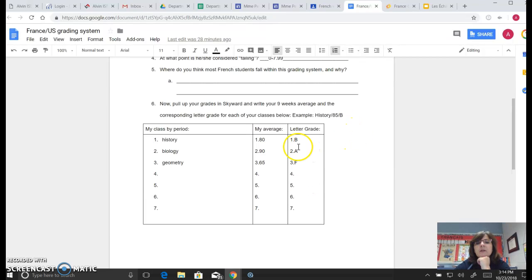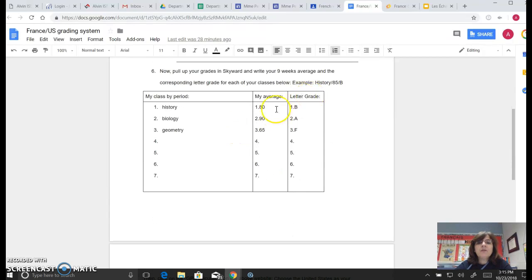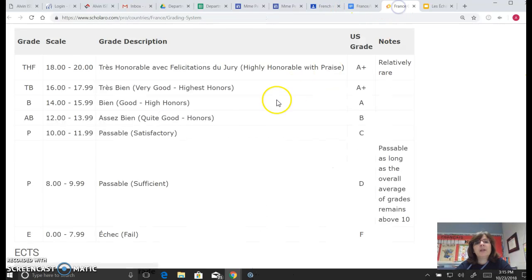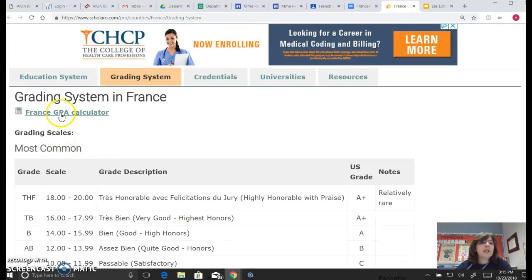Now, letter grades are based on the grading scale of 100 points. So if you have 0 to 69, then you have an F. If you have a 70 to a 74 average, then that is considered a D. A 75 to 79 is considered a C, and 80 to 89 is considered a B, and then 90 to 100 is considered an A. So that's how it's broken down. So once you've gotten all your averages, then you come over here and you scroll up and you click on the France GPA calculator.